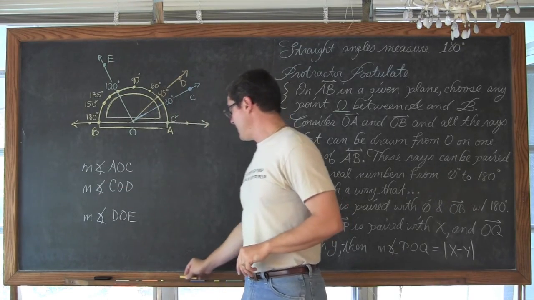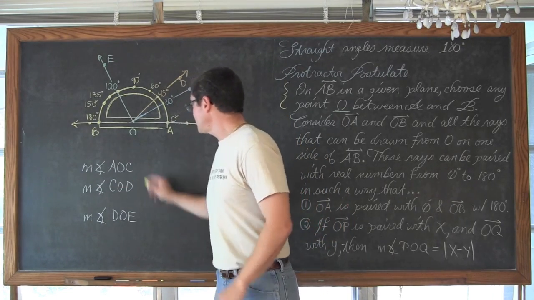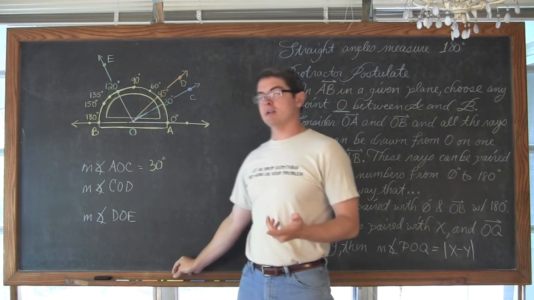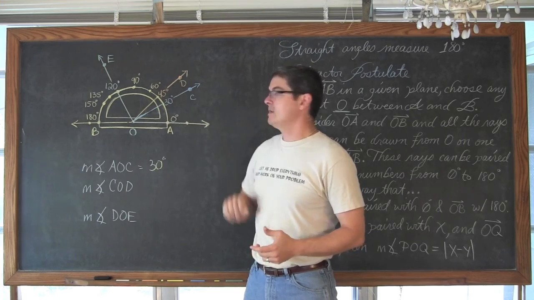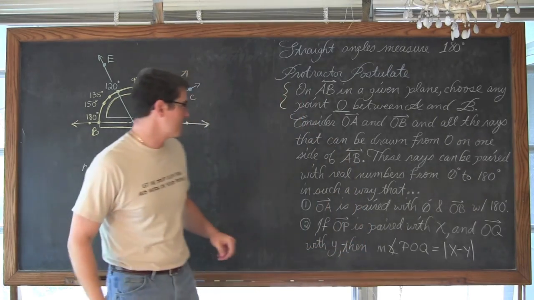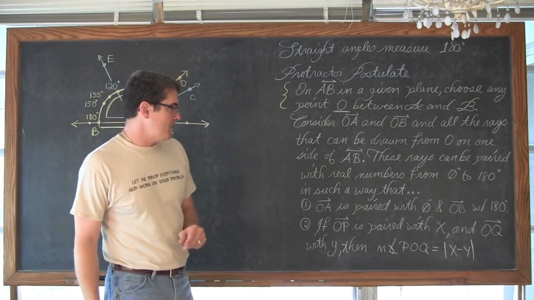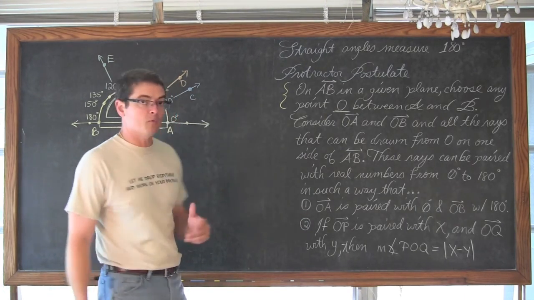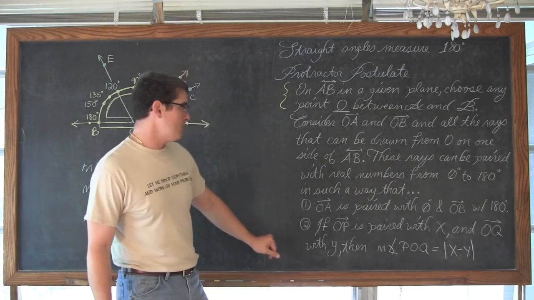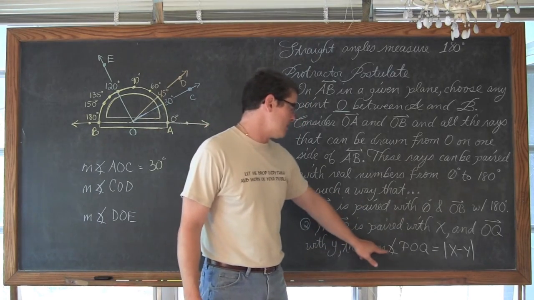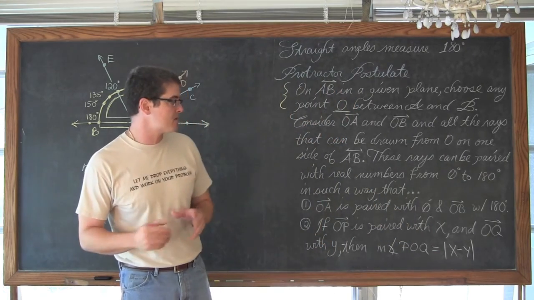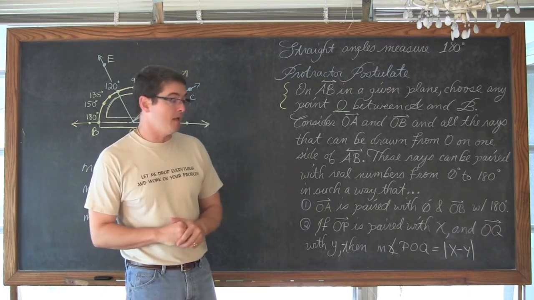The measure of angle AOC is equal to 30 degrees, and we can just take that number right off the protractor because the other ray making up that angle goes through 0 degrees. If OP is paired with X and OQ with Y, then the measure of angle POQ is equal to the absolute value of X minus Y. What the heck does that mean?